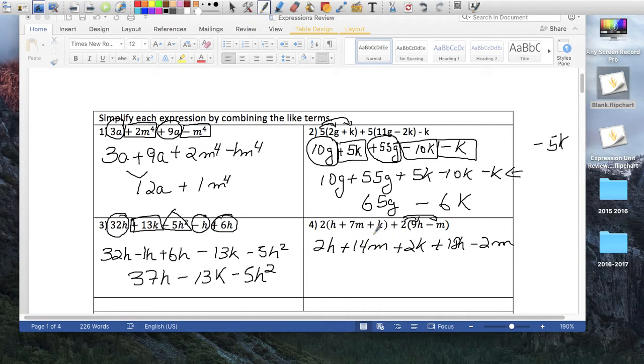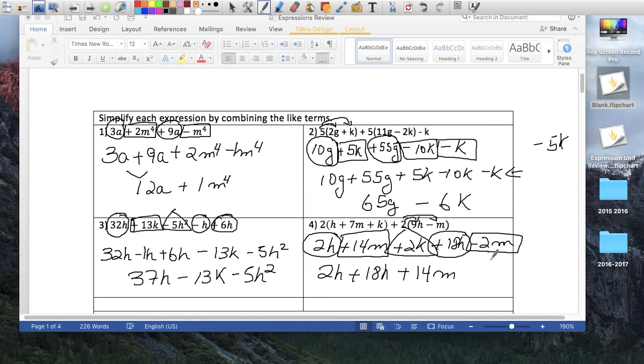Let's put them in groups. So 2h. Is there anything else that's an h? Yes, there is, plus 18h. In a rectangle, I'm going to put the m, so the 14m. Is there anything else that's an m? It's something in the back here. And that one goes as a triangle because it's a k. So the h's together, 2h plus 18h, plus 14m. And then I'm going to put this minus 2m next to it. And I'm going to move the plus 2k all the way to the back.